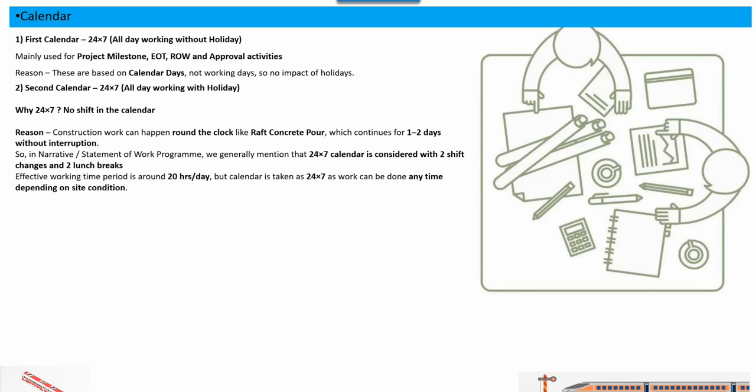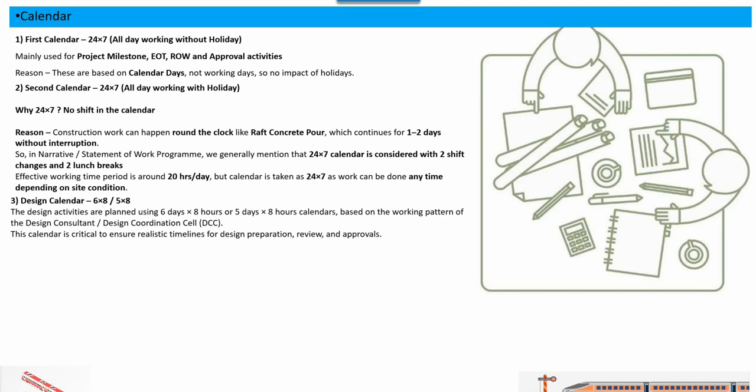People come with a question: then you have not shown the shift change, lunch, and all. Basically, that can be described in your narrative statement. Whenever you submit your program, you always submit a narrative statement. So you clearly mention that out of the 24 into 7 calendar, we have considered two shifts and two lunch breaks. So the effective work time is around 20 hours per day, but the calendar is taken as 24 into 7 as work can be done anytime depending upon the site condition. So this is the second calendar.